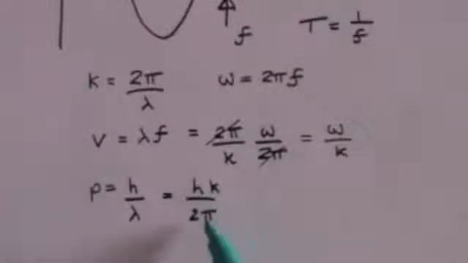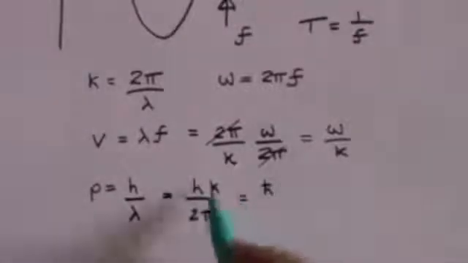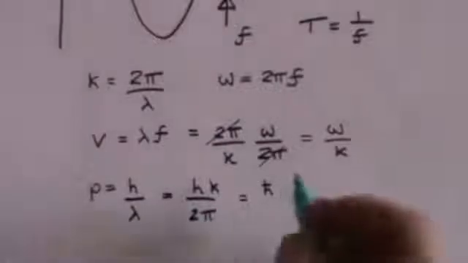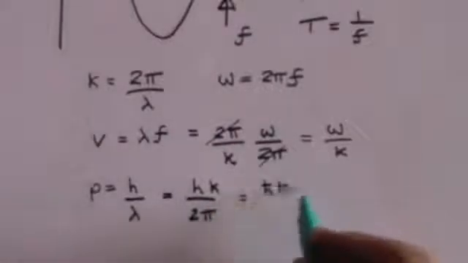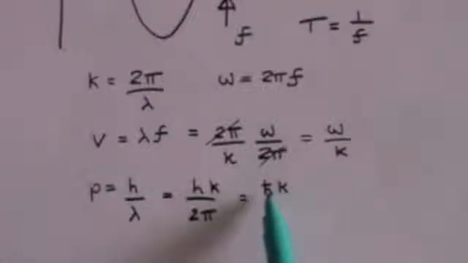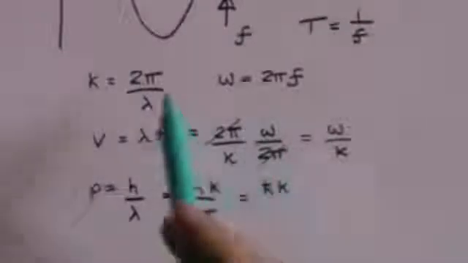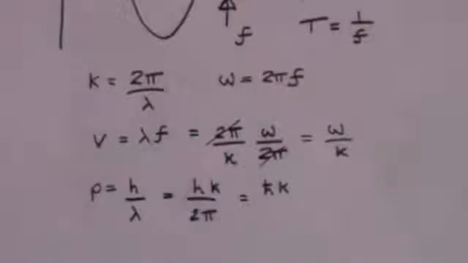So if we replace lambda in here, we get that that's h over lambda, which is h over 2 pi over k. h over 2 pi is often written as h bar. It is the reduced version of Planck's constant. h bar is simply Planck's constant divided by 2 pi, times k. And so we've now shown that the momentum of the wave is Planck's constant, h bar, times k, the wave number, and k is 2 pi over lambda.